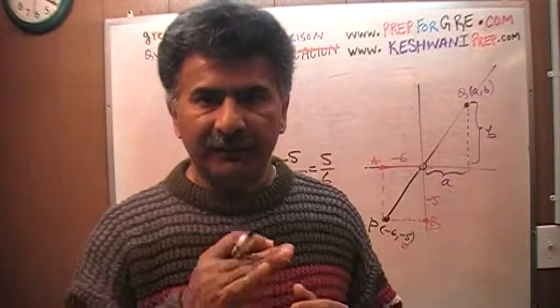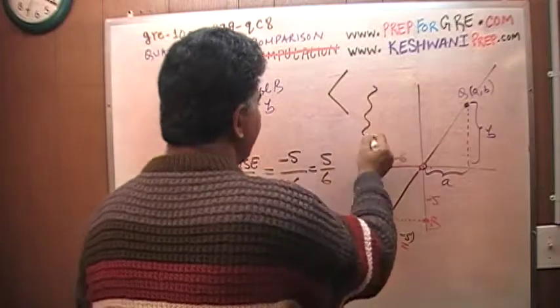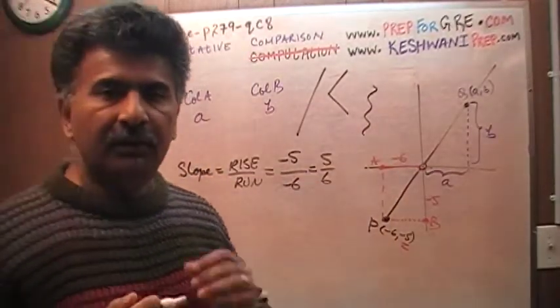This line doesn't have any kinks. It's not a curvy line. It doesn't go like that. It's just a straight line. On a straight line, the slope is constant.